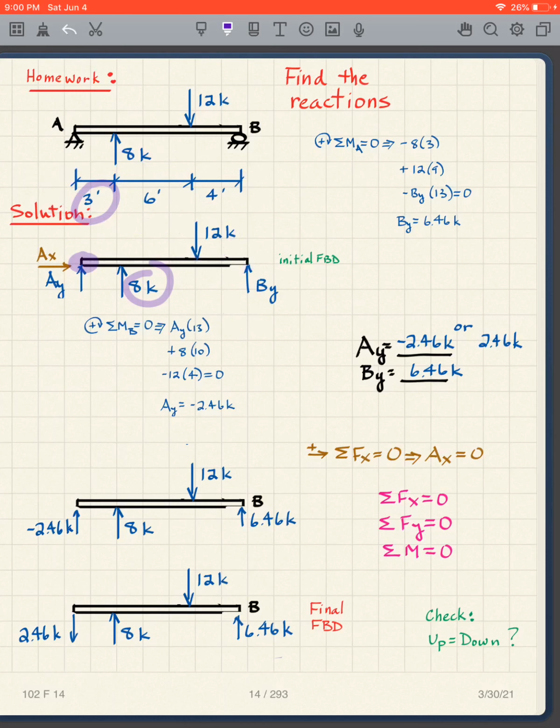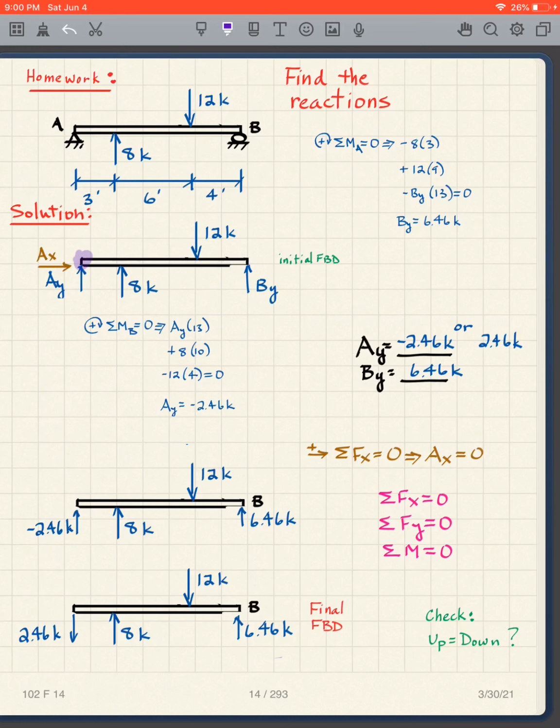So one way to do it is just write those down. So I've got 8 times 3, 12 times 9, BY times 13. Then I think it through. Are they positive or negative? Well, I'm taking moments about this point. That's going to be counterclockwise, so it's negative.